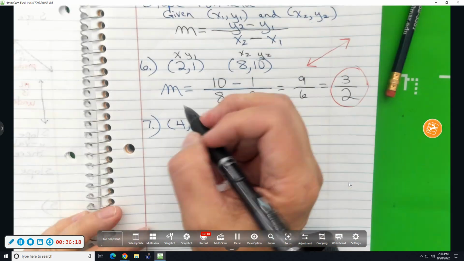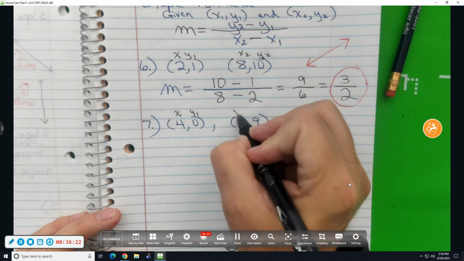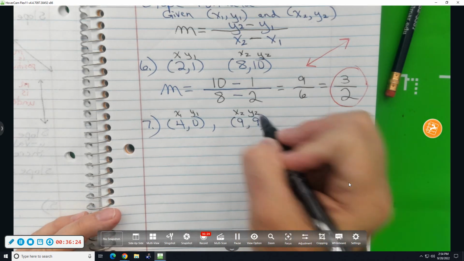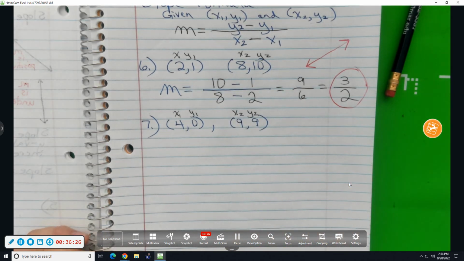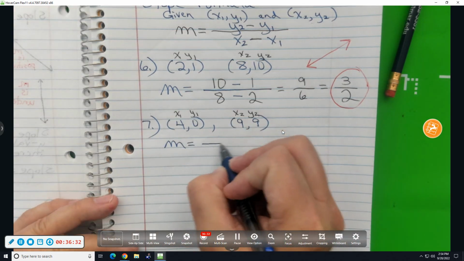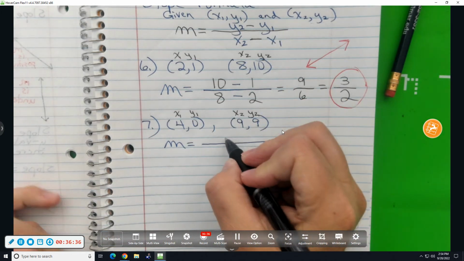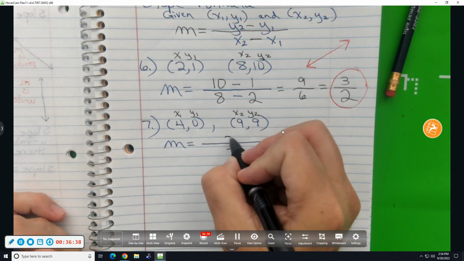So once again, I'll label my X1, Y1 and X2, Y2. This is not a great example because the number 9 appears twice. Yeah, you're right. But it's not our first example, so okay. I'm going to let them tell me what numbers go where.